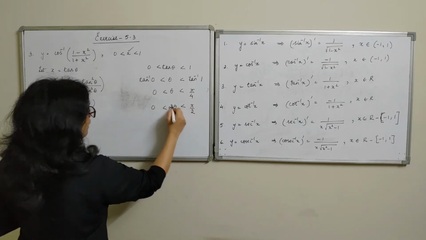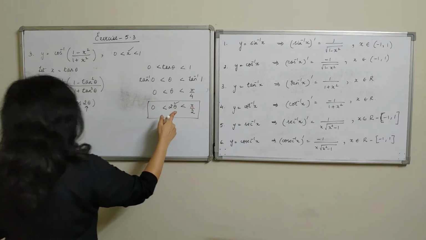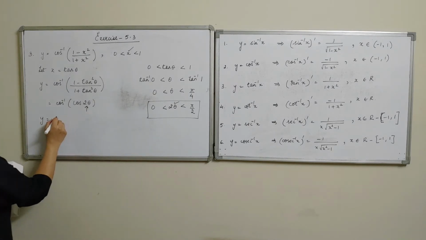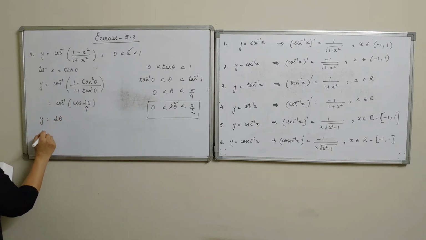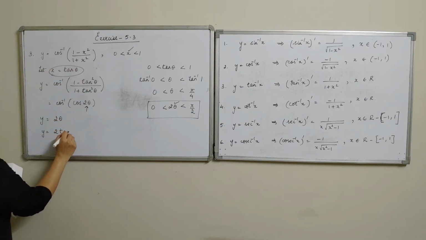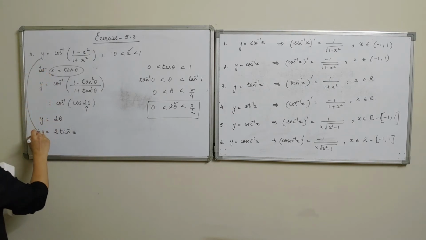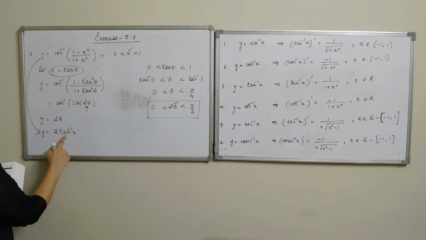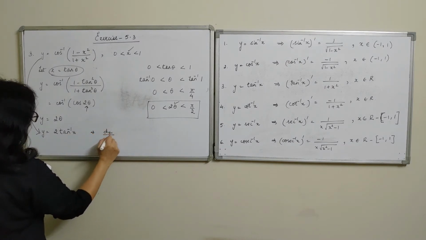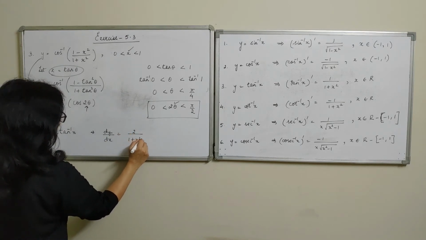So we observe that the angle belongs to a subset of the principal branch of the cos inverse function. Hence this can also be written as 2 theta, or y is equal to 2 times tan inverse x. So with this substitution, once again, a composite inverse trigo function can be written as a standard inverse trigo function, and hence the derivative is 2 upon 1 plus x square.